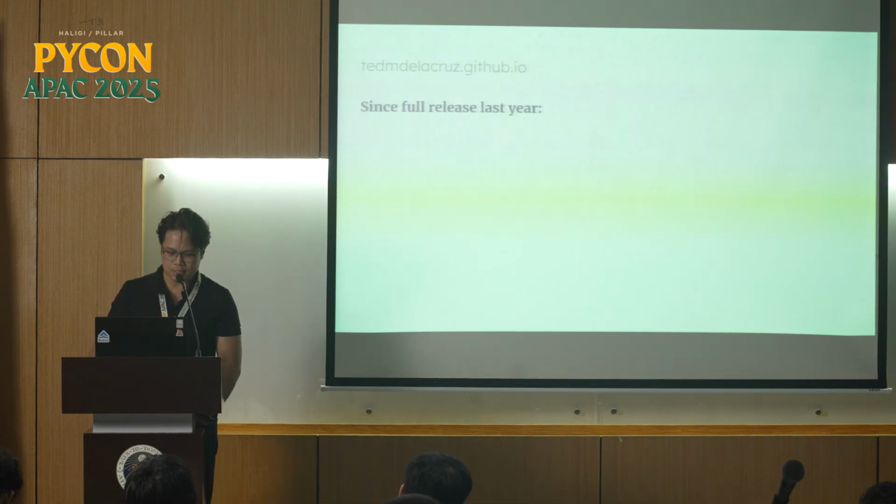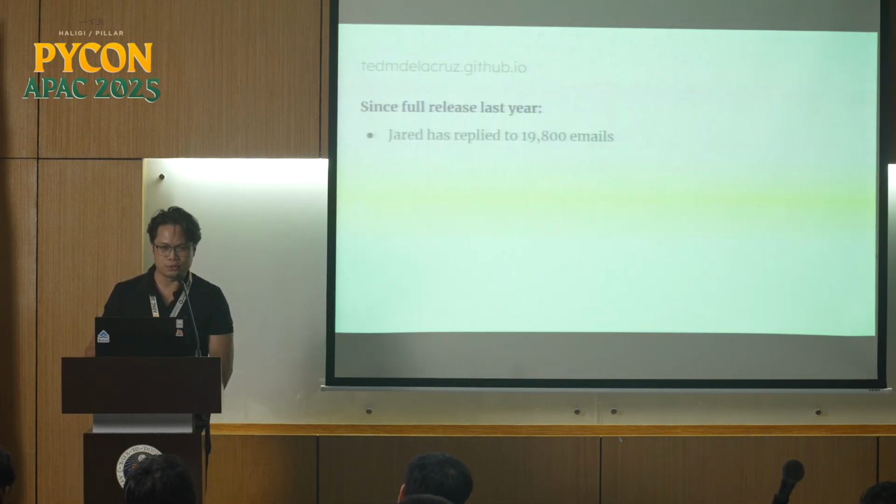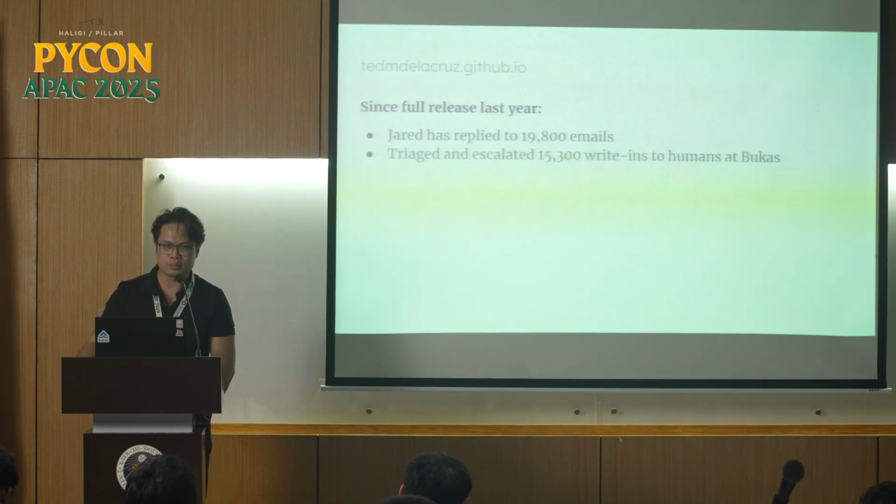Right. So since full release last year, Jared has applied to almost 20,000 emails, and also Triogen escalated 15,300 write-ins to our humans at Buka. So it really empowered our small customer service team.